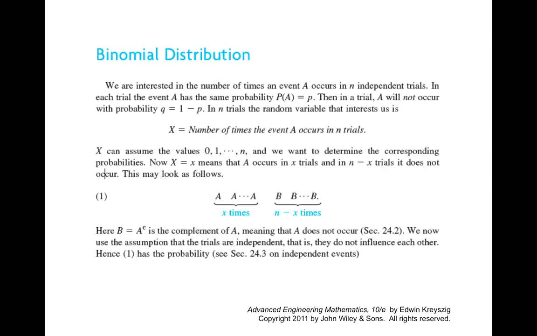So we're going to define lowercase x as the number of times that A occurs. So A is going to occur in x trials, meaning in n minus x trials, the remaining trials, it's not going to occur. So basically we have A occurring x times, and then the complement of A, which we'll call B, occurring n minus x times. So A occurs x times, and it doesn't occur the rest of the time. Now, it's important in the binomial distribution to assume that the trials are independent. In other words, they don't influence one another.